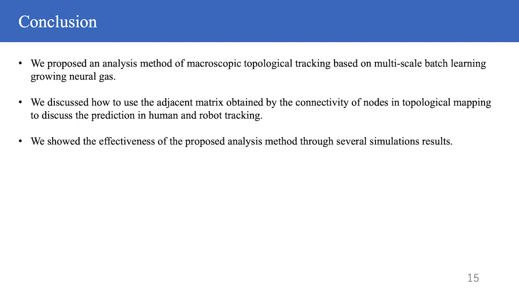Conclusion. In this research, we proposed an analysis method of macroscopic topological tracking based on multi-scale batch learning growing neural gas. We discussed how to use the adjacency matrix obtained by the connectivity of nodes in topological mapping to discuss the prediction in human and robot tracking. Then we showed the effectiveness of the proposed analysis method through several simulation results.